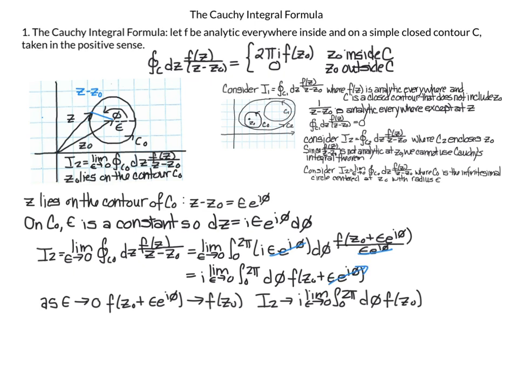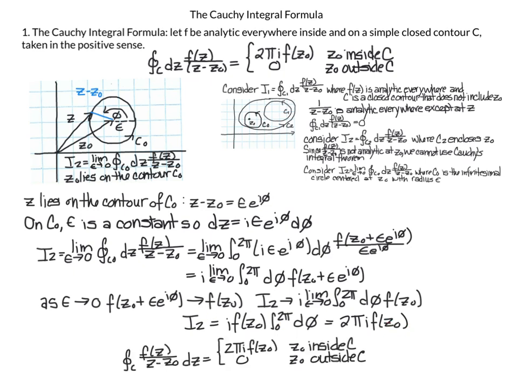So we're going to be left with I2 approaches i times the limit as epsilon approaches 0 of the integral from 0 to 2 pi, d phi f of z. So I'm going to write this, since epsilon approaches 0, as I2 equals i times f of z naught. Then we have the integral from 0 to 2 pi d phi, which is just phi evaluated at 0 and 2 pi, so we're going to get 2 pi i f of z naught. So this is what our integral I2 is equal to.